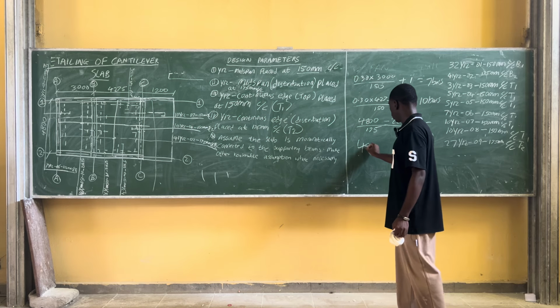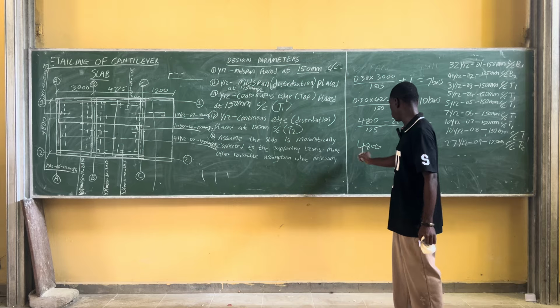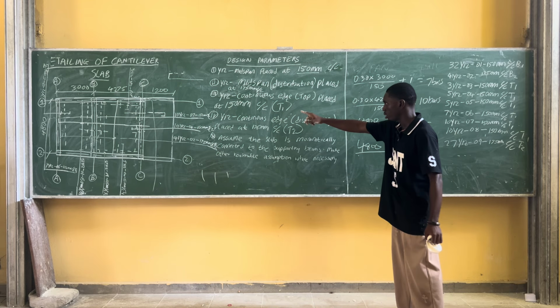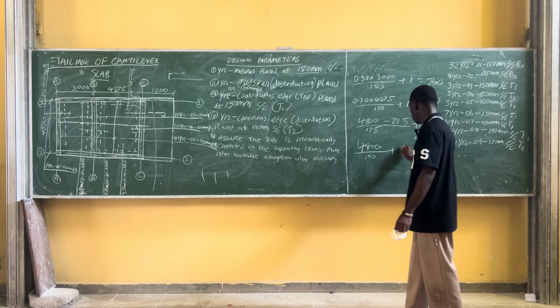That is this 4,800. You're not minusing by the wall side because there's no wall side given. Divided by T1, 150, plus 1. What are we getting?